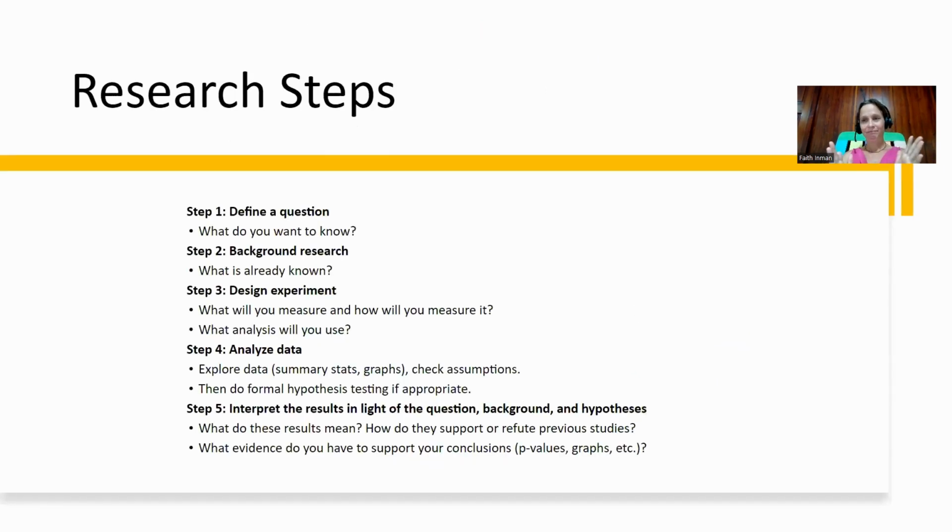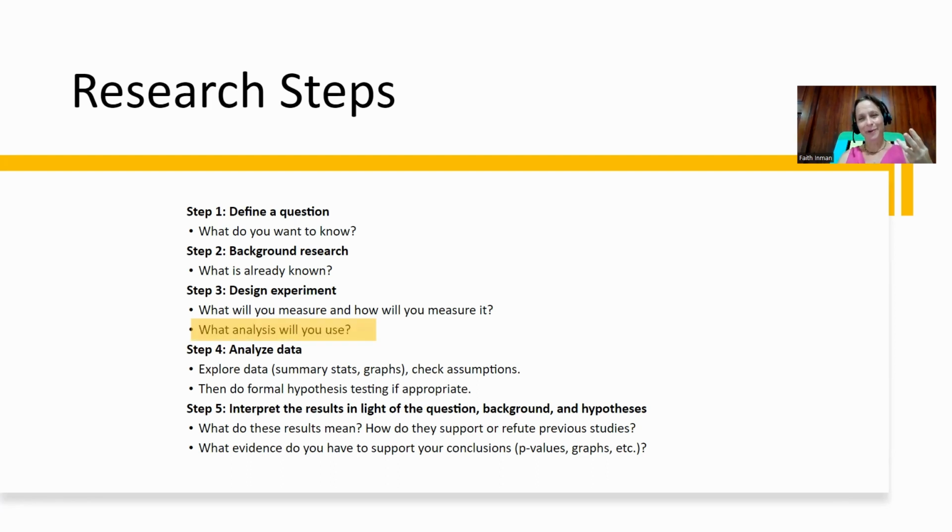Research steps. There are many ways of discussing this. I break it down into 5 steps. Step 1, define a question. What do you want to know? Step 2, do some background research. What's already known? Step 3, design the experiment. What will you measure and how will you measure it? What analysis will you use?